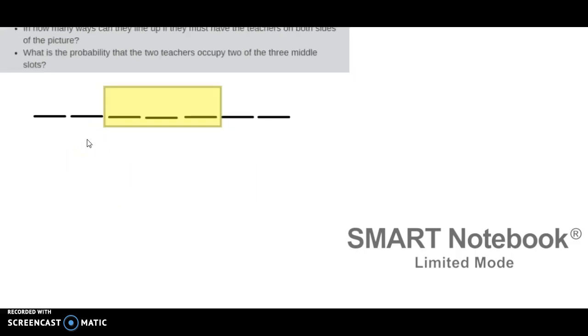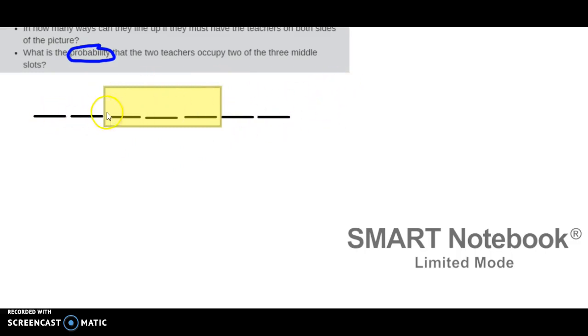All right, the final question: what's the probability that the 2 teachers occupy 2 of the 3 middle slots? So I've put a box or a rectangle around those 3 middle spots, and it's going to take a little bit of work. The first thing I notice is I'm asking for the probability. So again, probability requires 2 things. I need to know the total number of ways my event can happen, which is having those 2 teachers in 2 of those 3 spots, and then the total number of outcomes possible, which I've already got.